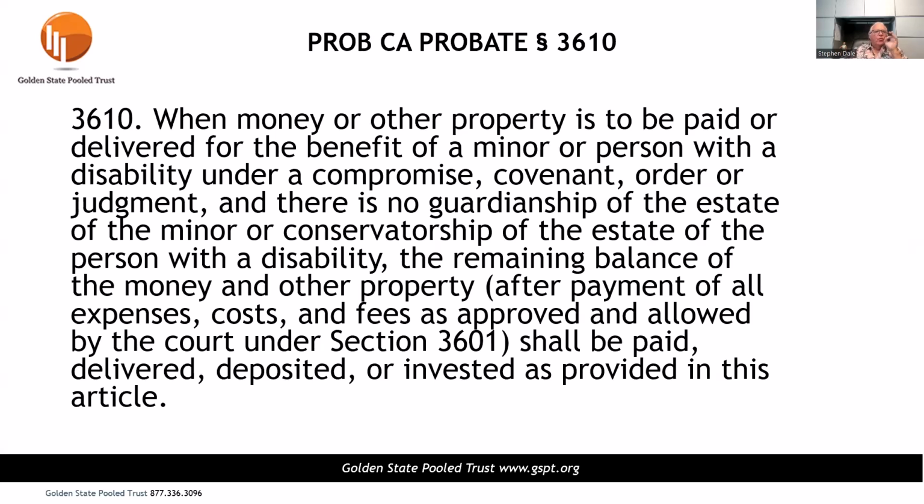To me, the flow of these codes is not in order, so you're going to notice I'm taking these out of order. If we go to Probate Code 3610, what it says is when money or property is paid or delivered for the benefit of a minor or a person with a disability under a compromise, covenant, order, or judgment, and there is no guardianship of the estate of the minor or conservatorship of the estate for the person with the disability, the remaining balance of the money and other property shall be paid, delivered, and deposited and invested as provided in this article. So we start with 3610, and then it's going to take us one more code, and then we'll go back to the beginning.